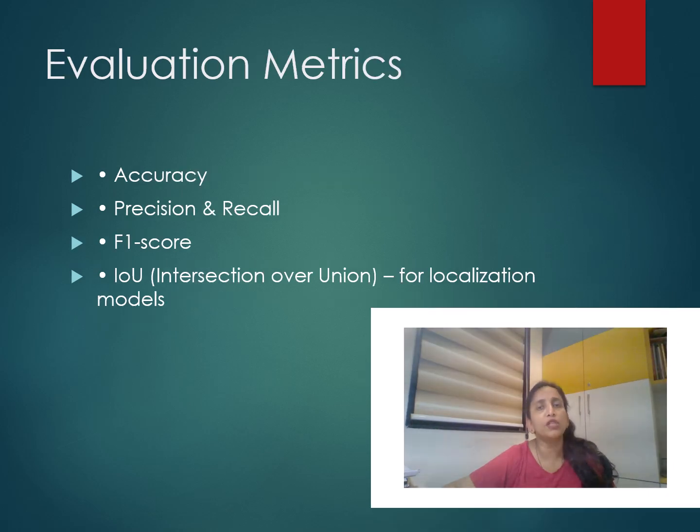Once the model is trained, we measure its performance using several metrics. That is, accuracy, precision, recall, F1 score, and intersection over union. Accuracy is how often the model is correct. Precision is how many detected fakes are truly fake, and recall is how many of the actual fakes were found. F1 score is a balance between precision and recall. IoU, that is, intersection over union, is used in localization to check how closely the detected area matches the true tampered area. These metrics help us understand how reliable and robust our model is.